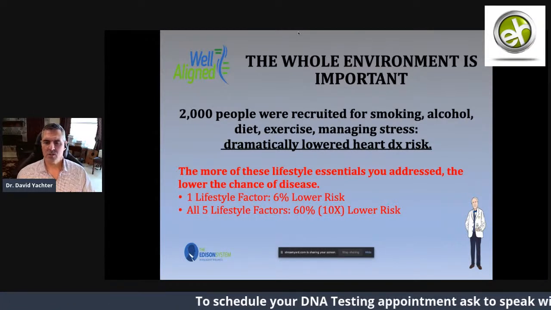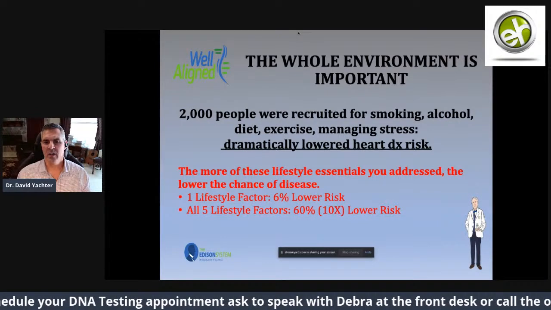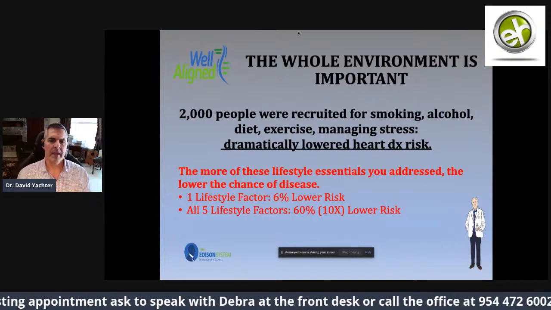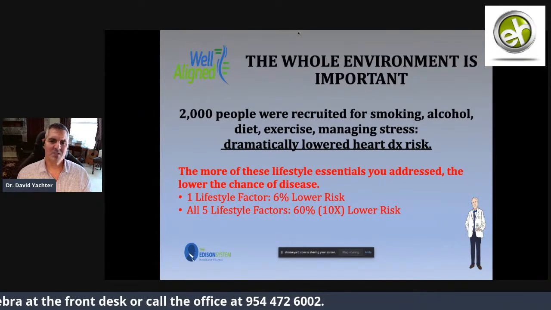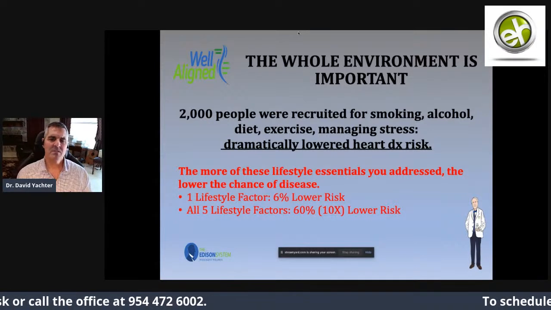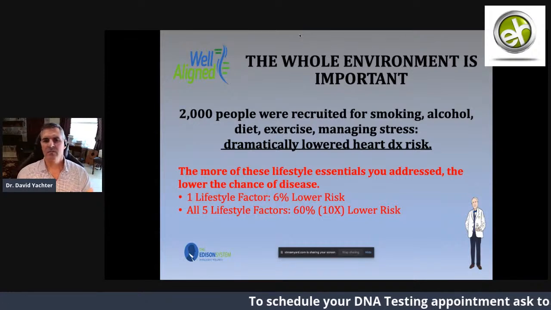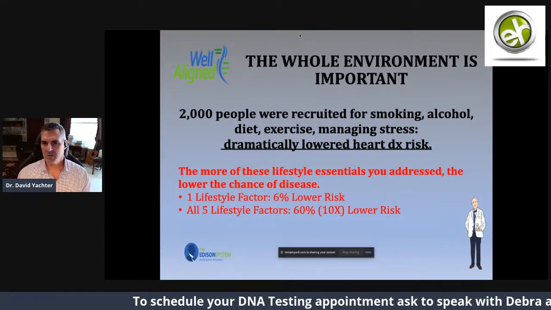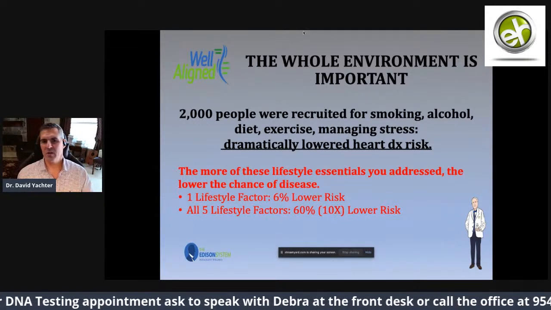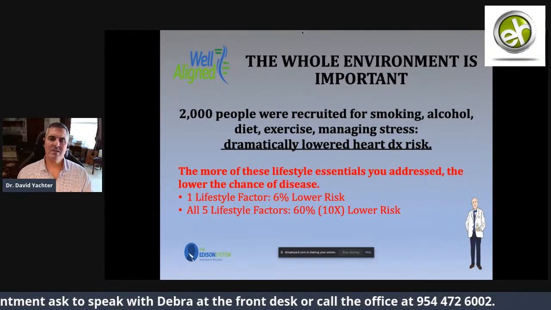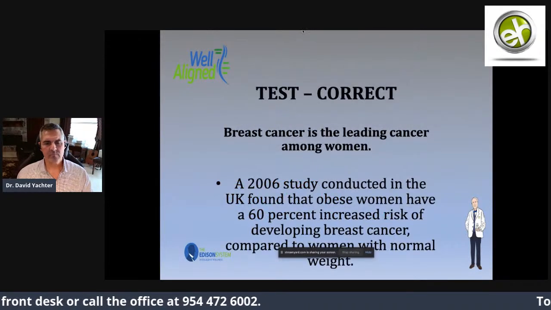And the more of the lifestyle essentials that they addressed, the lower the chance of the disease. If you changed one lifestyle factor, you lowered your disease risk by 6%. If you did all 5 lifestyle factors, you lowered your risk by 60%, which is 10 times lowering your risk of heart disease. If you employed all these things: not smoking, eliminating alcohol, diet, exercise, and managing stress. So the number one disease killer is also the number one most preventable disease.